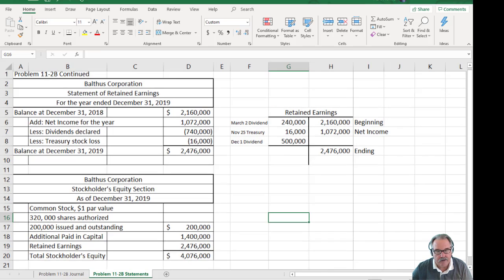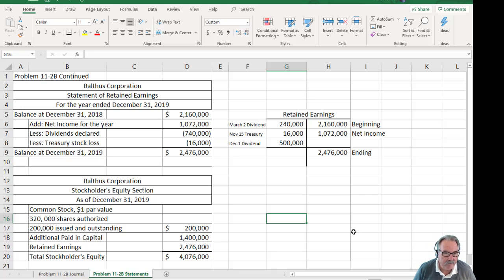And there is problem 11. We've gone through the whole process of recording the transactions, posting them to the T account so we have a check figure for retained earnings, preparing our retained earnings statement, and preparing our stockholders equity section.